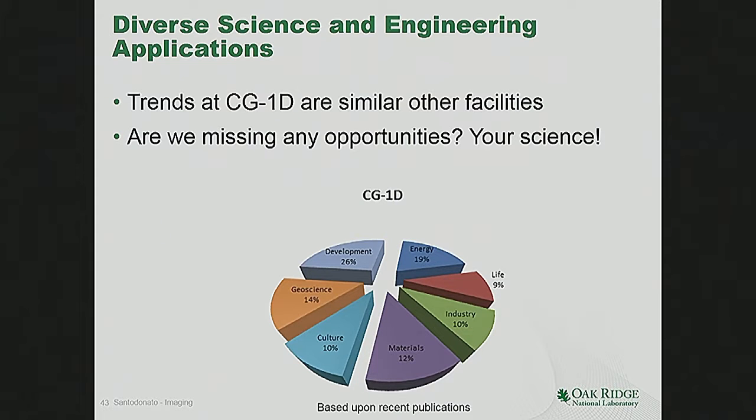Materials, that's where I like to work. Industry, so we've got the automotive applications and that sort of thing. Life sciences, energy applications. A large fraction, even worldwide, goes into development of the instrument itself. So we cover a lot of different science areas. Again, for neutrons, you always have to ask yourself, why neutrons? Do I really need to use neutrons to solve my problem? But if so, this is a tool that's here for a wide variety of scientists.